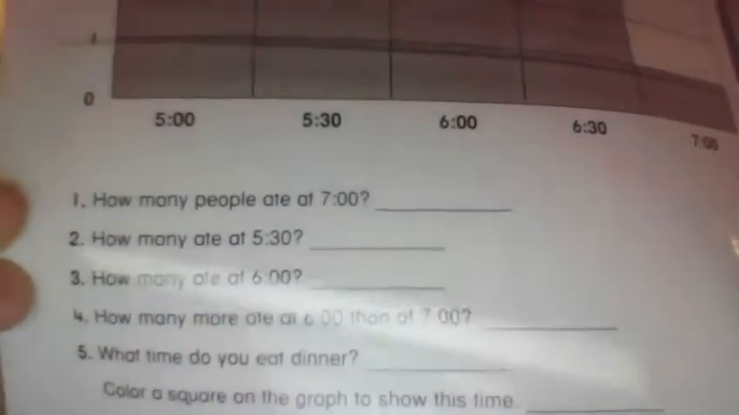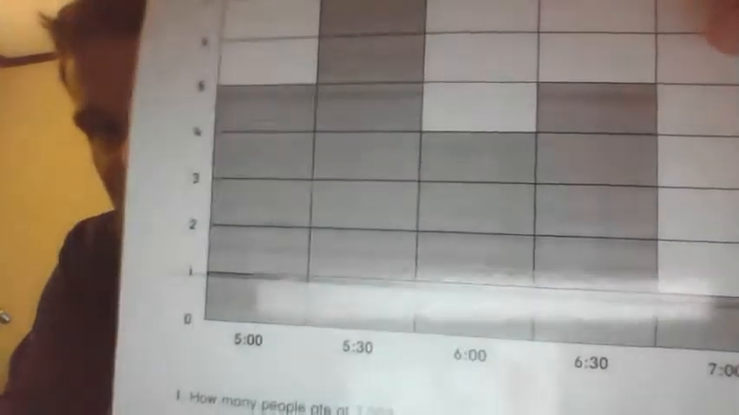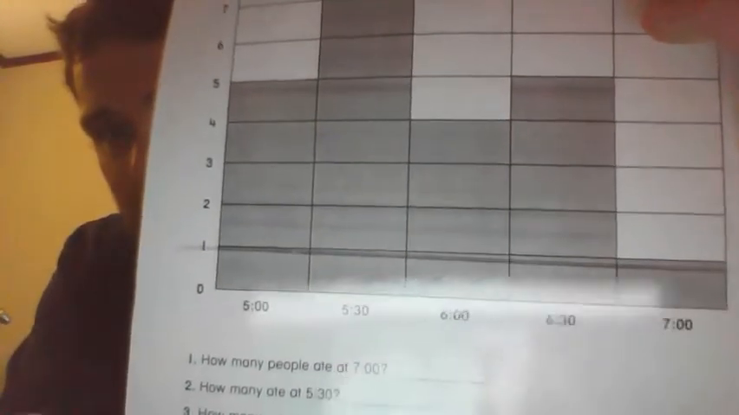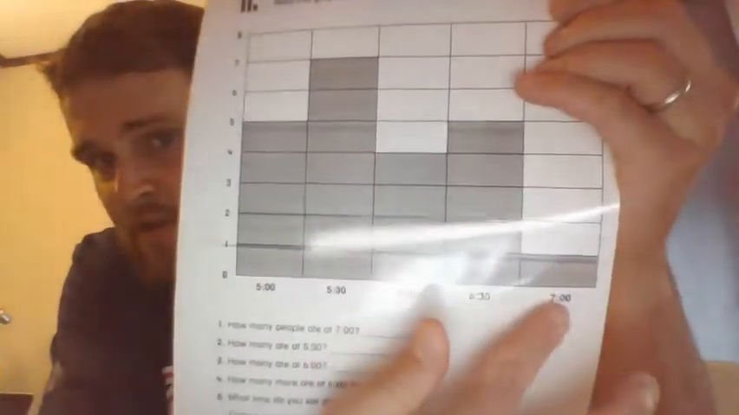So we're going to jump right into it. The first question says, what, Reginald? How many people ate at 7 o'clock? Looking at this graph, the first thing we need to find is 7 o'clock. Do you see 7 o'clock? Good job. 7 o'clock is over here.